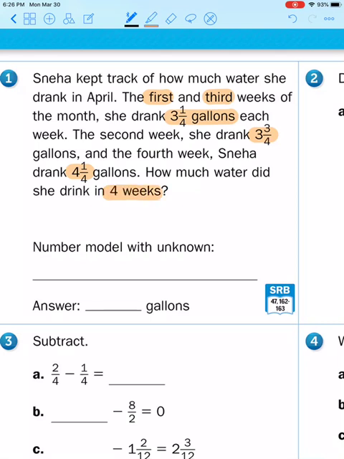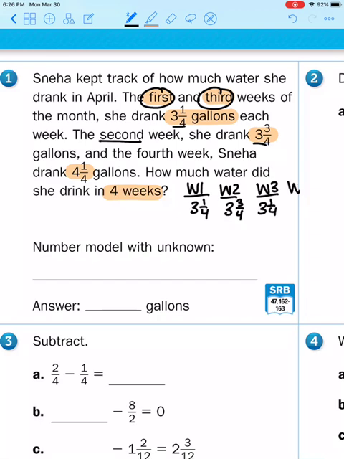So what I would do is I would write these over again. In week 1, she drank 3 1/4. Week 2, she drank 3 3/4. The third week, she drank 3 1/4. And then the fourth week, she drank 4 1/4. If you don't lay out the information, it's really easy to skip doing 3 1/4 twice. It's really easy to make a mistake.